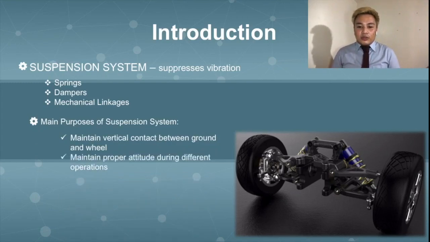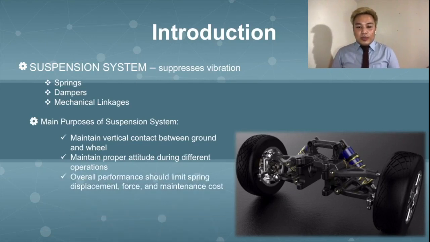Second, maintain proper attitude during different operations, which includes turning or just cruising on a highway or being subjected to holes in the road, all of those different types of conditions and operations. Third is the overall performance should limit spring displacement. So when the suspension system is subjected to loads, or let's say a bump in the road, it should limit the spring displacement because the spring is responsible for suppressing those vibrations.